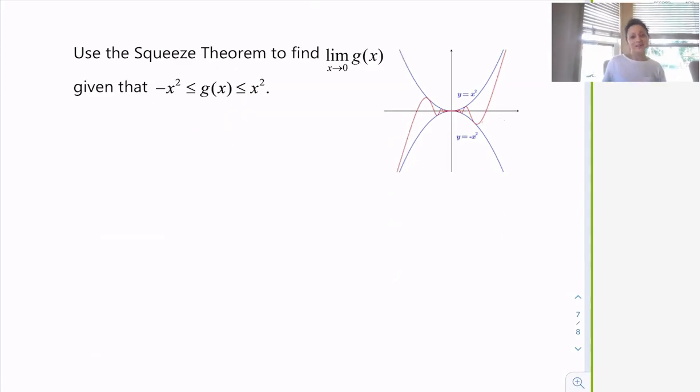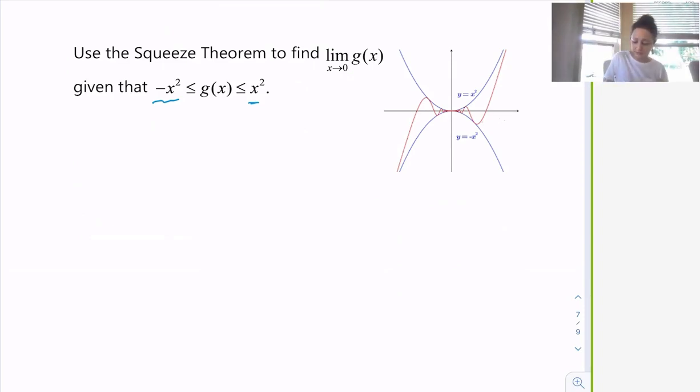All right, so here is an example of the squeeze theorem. Again, I'm going to force a pause on your screen. Go ahead and copy my screen, and then we'll work this together. So it says, use the squeeze theorem to find the limit as x approaches 0 of g of x, given that g of x is between negative x squared and positive x squared. Okay, so if, let's say the graph was given, we could see that yes, that is definitely approaching 0, right? But let's say we don't know what g of x is. We just know that it is squeezed between these other two functions.